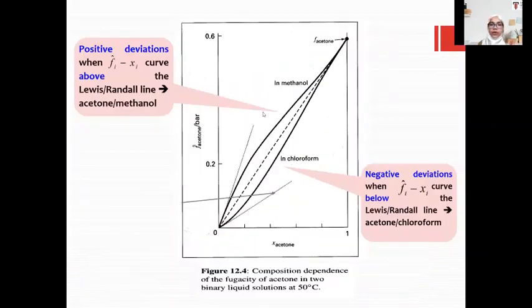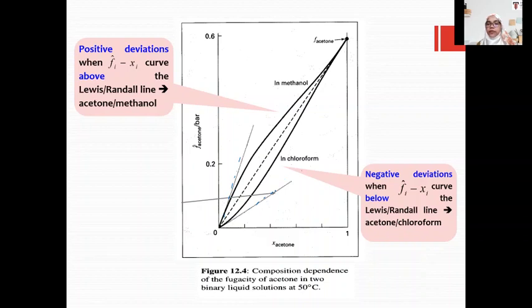Based on this graph of acetone, when we plot the fugacity of the acetone in the solution against its composition, it refers to Raoult's law. At x1 equal to 1, or acetone equal to 1, we can obtain the fugacity of pure acetone. The positive deviation is when the fugacity of the solution versus composition curve is above the Lewis-Randall line.